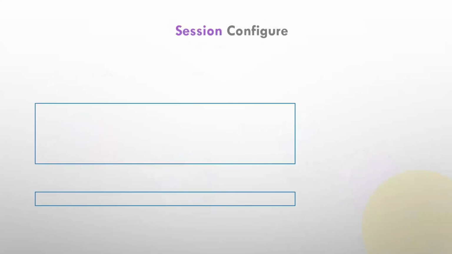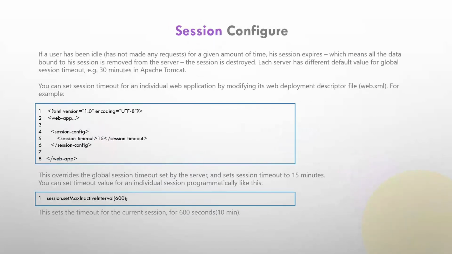Session configuration. If a user has been idle for a given amount of time, his session expires, which means all the data bound to his session is removed from the server. The session is destroyed. Each server has a different default value for global session timeout, for example, 30 minutes in Apache Tomcat. You can set the session timeout for an individual web application by modifying its web deployment descriptor file, which means web.xml.